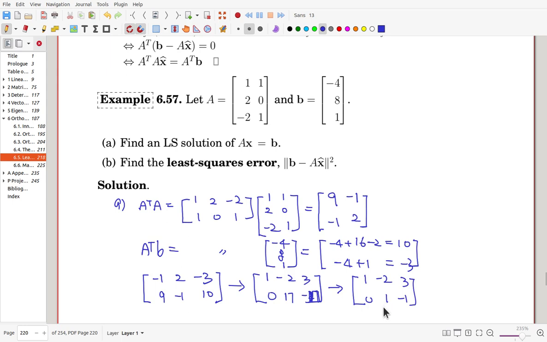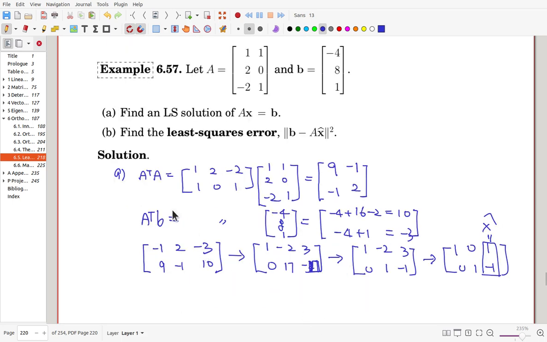The second component of x must be minus 1, and twice the addition: here 1, and twice the addition will make 0, and 1, so we get 1, 0, 1, minus 1. So that's the solution, that's x hat. We got x hat as the least squares solution. It is the unique least squares solution.